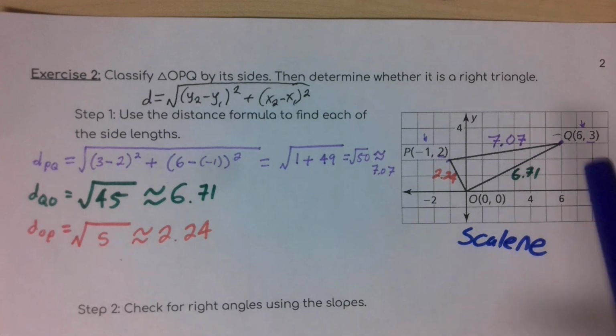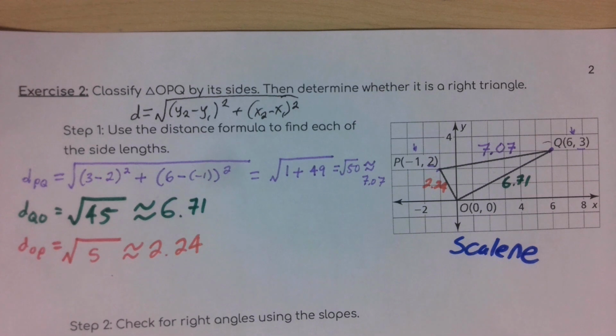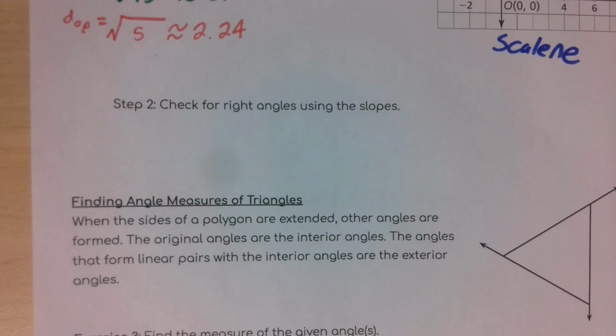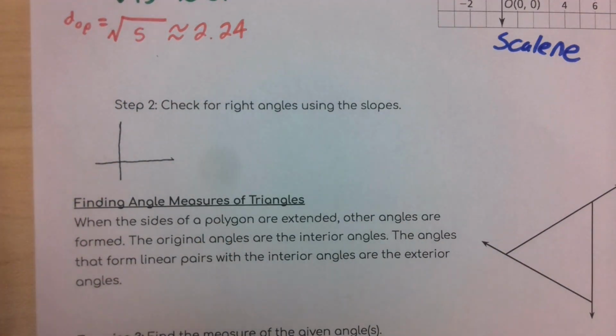Well, it looks like it could be. This angle here looks somewhat right, but I don't know if it's exactly 90 degrees. Once again, we could use our protractor here, but instead I have a different idea. What do we know about two lines that form right angles? Well, if you have two lines that form a right angle, they have to be perpendicular to each other.